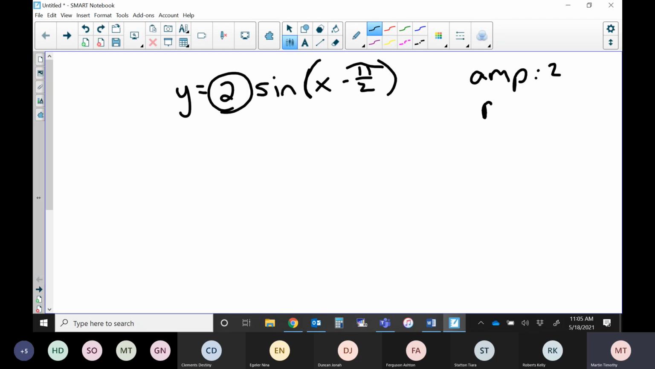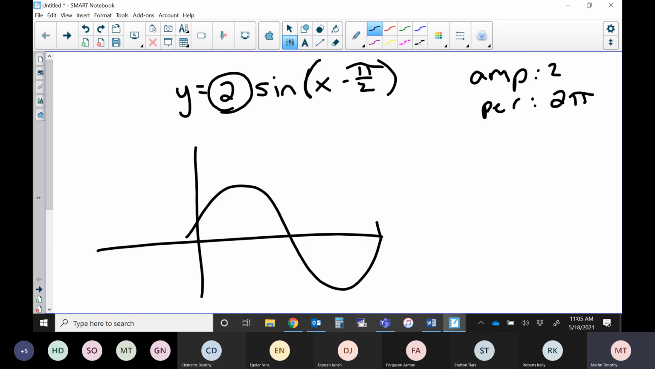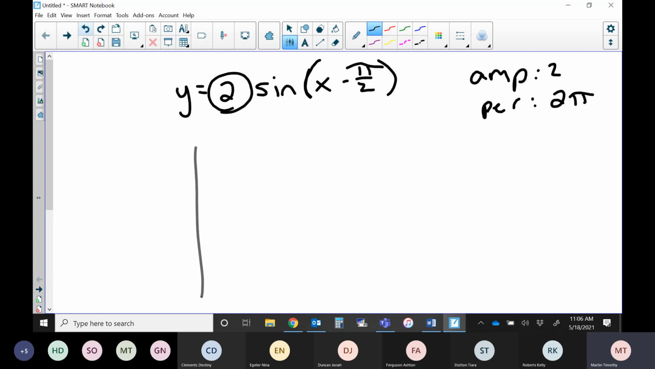Still 2. My period did not get changed, so my period is still 2 pi. That means that to complete this, it would take 2 pi, or if it's the cosine graph, which starts up and then finishes up like this, this is what a cosine graph looks like, it would still be 2 pi. My period did not change. All right, so none of that changes.